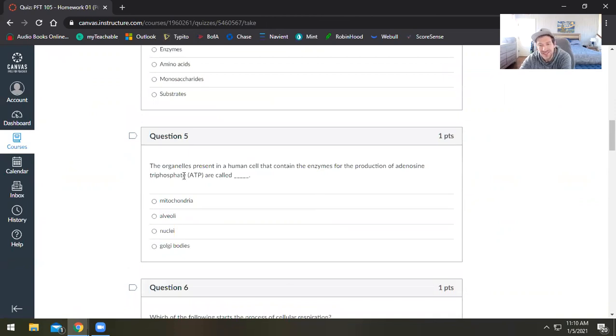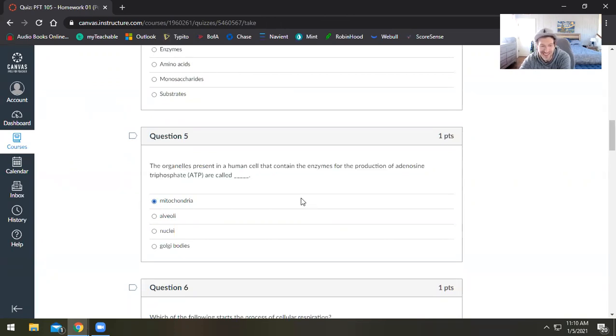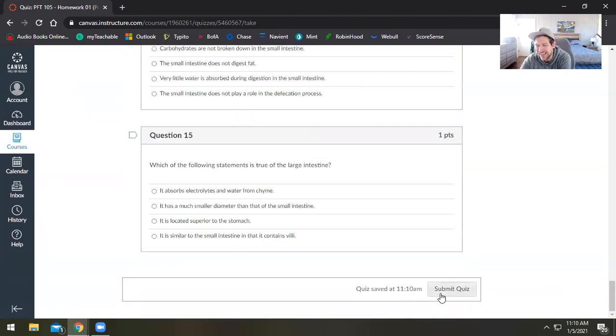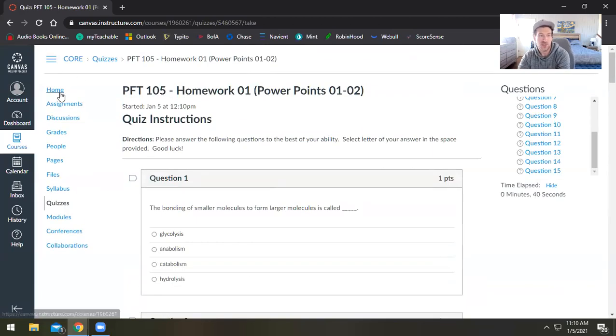All right. Here we go. The organelles present in a human cell that contain enzymes for the production of adenosine triphosphate, or ATP. Mitochondria, right? There's a freebie, guys. That one's on me. Actually, that one's on Soroya because she said it before I did. So you're going to hit submit, and that's going to put in your homework, okay?